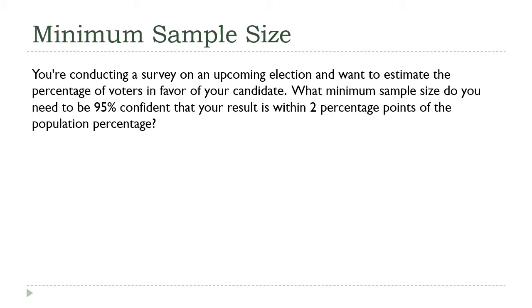All right, so let's see how we can use this. I've got a question here. You're conducting a survey, and you want to estimate the percentage of voters in favor of your candidate. What minimum sample size do you need to be 95% confident that your result is within 2 percentage points of the population? First, let me just write my formula here. n equals p hat q hat times z alpha over 2 divided by e, squared.